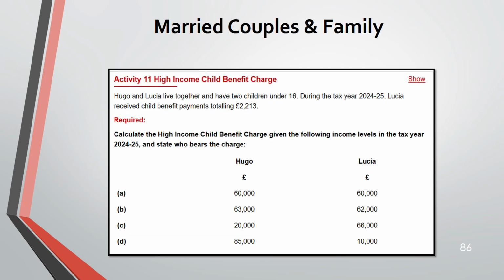Now this is the last question for this lecture, activity 11, where we have to calculate the high income child benefit charge given the following levels of income of the spouses. And you have to state who bears the charge. Is it Hugo or Lucia? Hugo and Lucia have two children under 16 and they are receiving child benefit. Lucia is receiving the child benefit of 2213. So let's see who bears the child benefit charge.